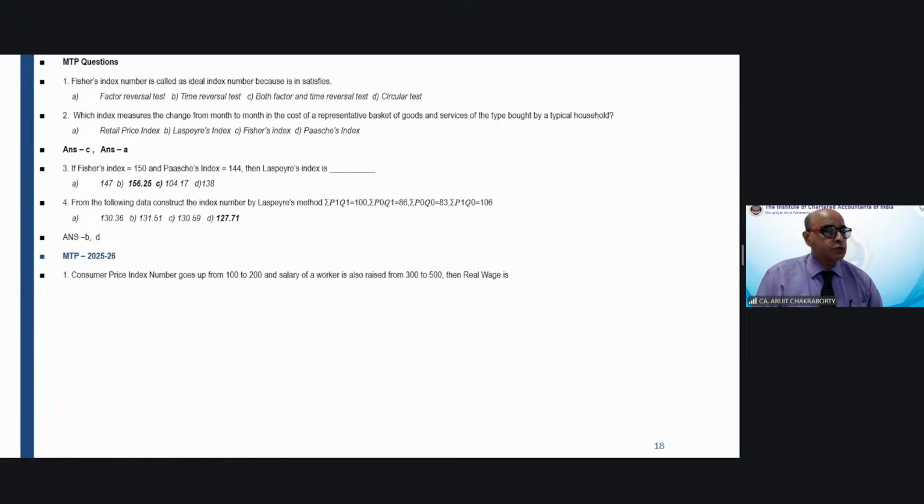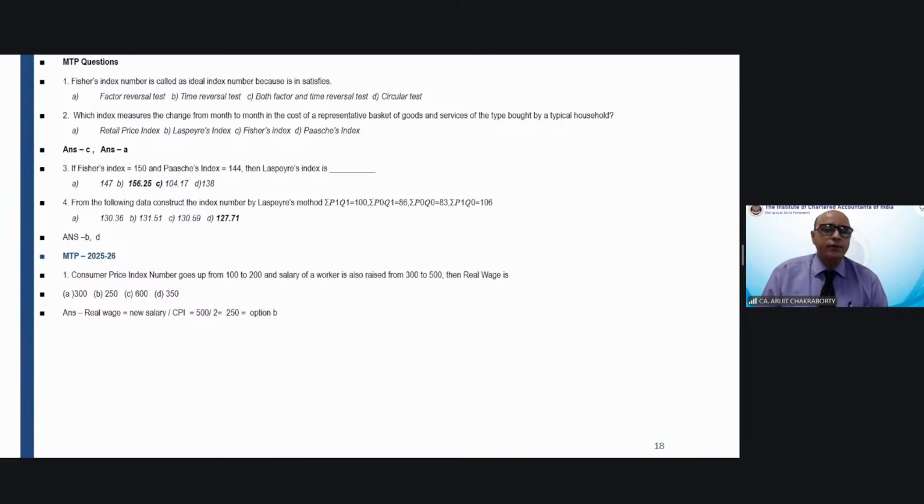MTP 2025-26, most recent questions in the ICAI mock test paper. CPI, the first question: consumer price index goes up from 100 to 200. Salary of the worker moves from 300 to 500. Real wage is how much? Options: 300, 250, 600, or 350.